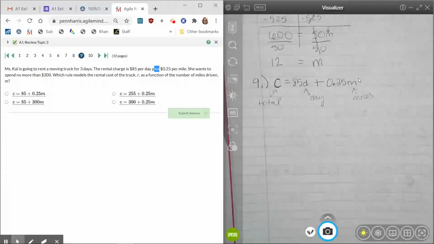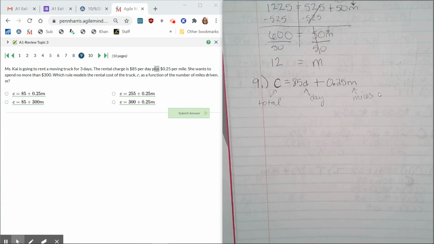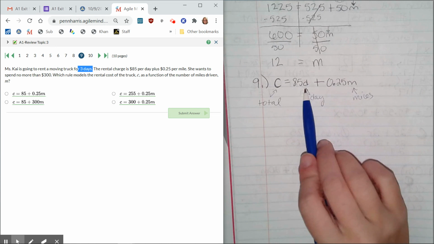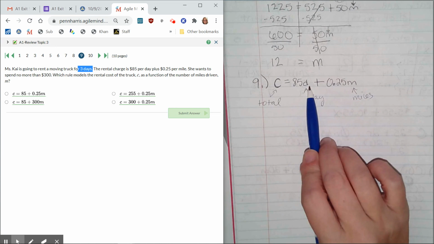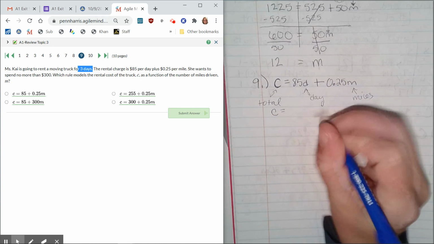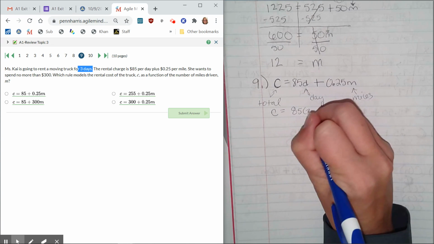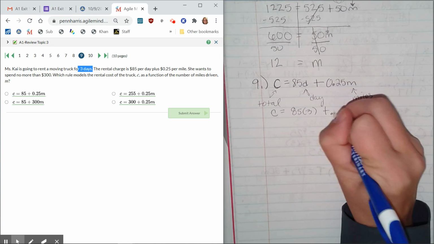Okay. The problem is we don't do 3 variables. So is there a piece of information we do know that we can fill in? Let's go back. Miss Kai is renting a movie truck for 3 days. So right there, we know that she wants this for 3 days. So we're going to say that cost equals 85 times 3 plus 0.25 M.